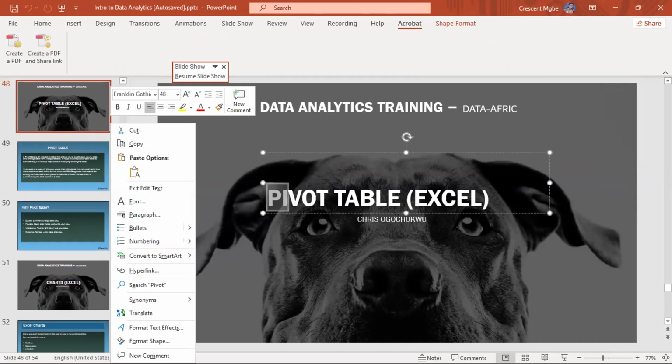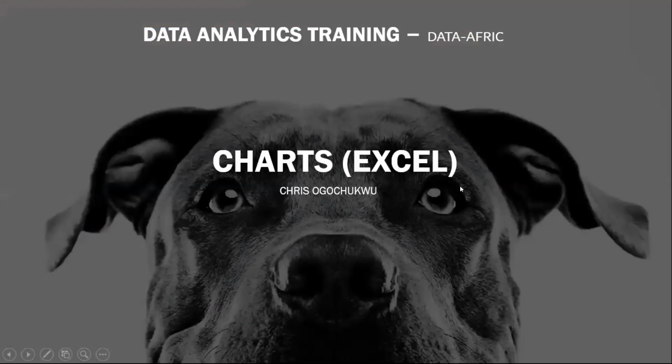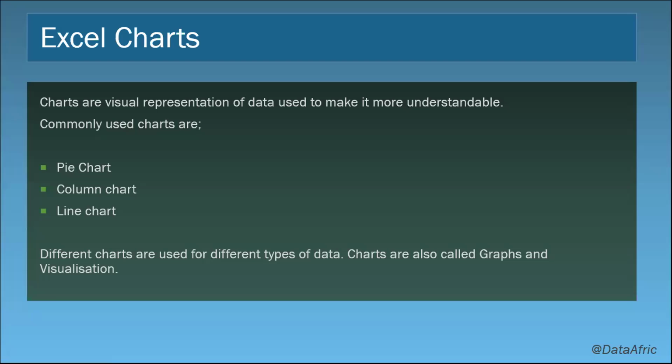Okay. It's a continuation of pivot table. Charts in Excel are visual representations of data used to make them more understandable. When you have a larger data set, pivot table helps you to summarize it, then chart helps you to make it more understandable, more readable. Even though it is readable in your pivot table, charts make it even more readable.